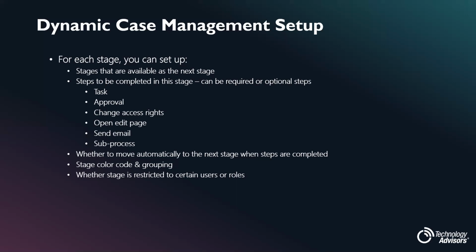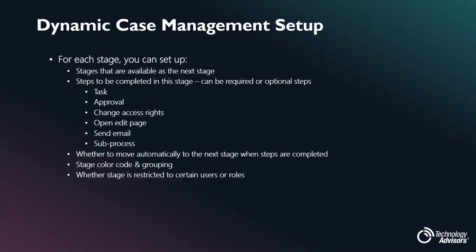So you can do tasks, basically any sort of activity that you want to create. You can send a record for approval. You can change the access rights for a record if you need to give fewer or more people access to, say, edit the record at a particular stage. You can open up a page so that the user can be prompted to fill in some additional details. You can send an email, or in terms of flexibility, the last one's really the most flexible option here. You can call a process.